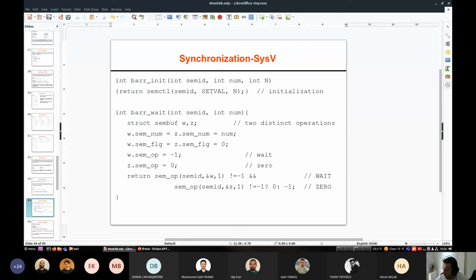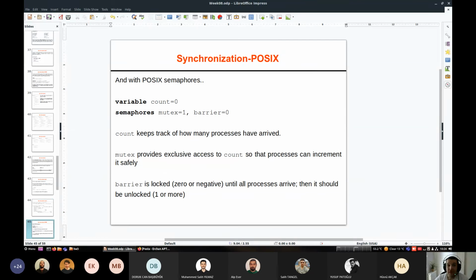So can we do this also in POSIX? No, because we don't have the zero operation. So we have to do something different. With POSIX semaphores, you need some additional help. You need some additional variables in this case. And of course, you will need two semaphores, one for the barrier and one for the mutex.